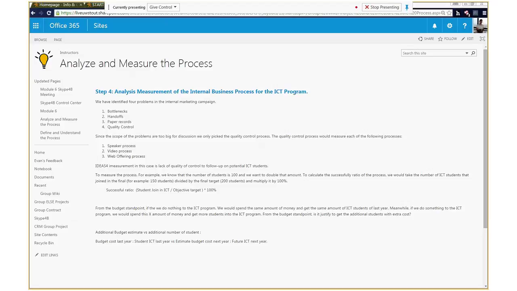Okay. All right. Since the scope of the problems are too big for discussion, we picked the quality control process. We only picked the quality control process. The quality control process would measure each of the following processes: speaker process, video process, web offering process.